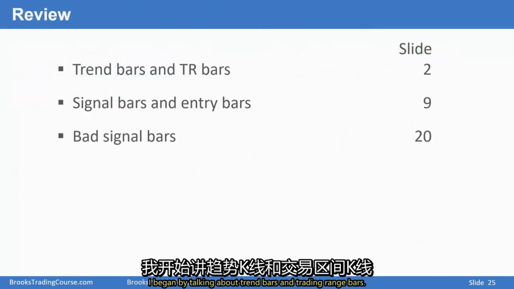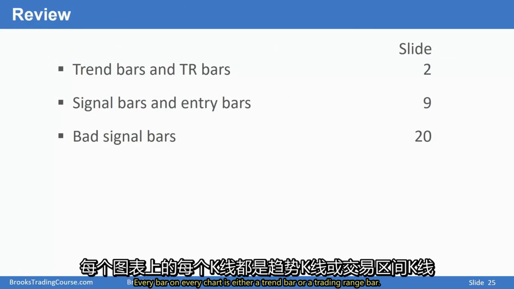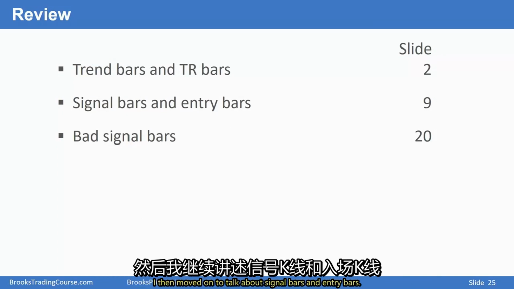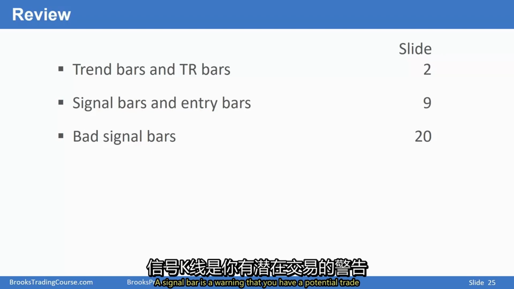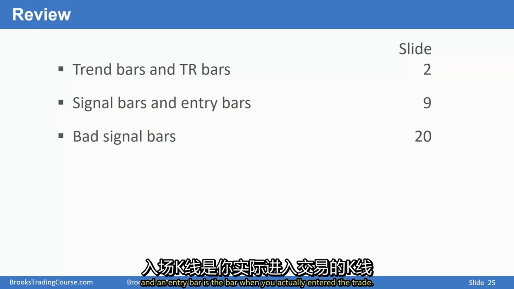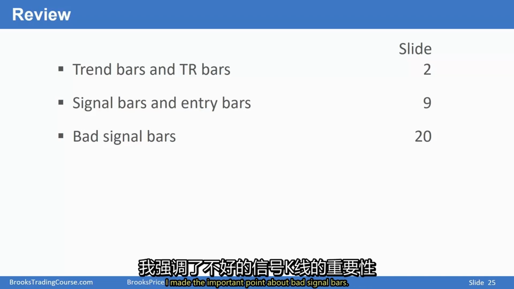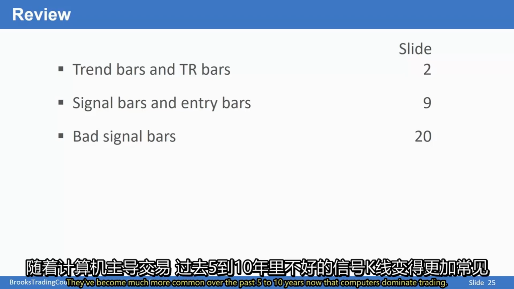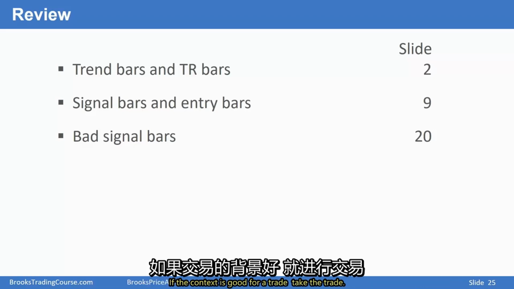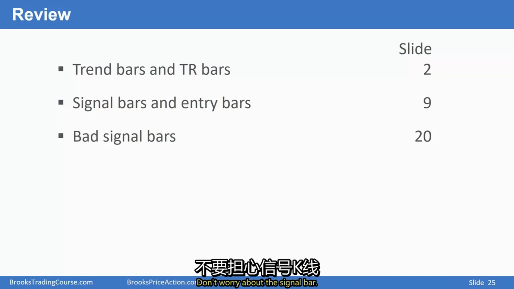I began by talking about trend bars and trading range bars. Every bar on every chart is either a trend bar or a trading range bar. I then moved on to talk about signal bars and entry bars. A signal bar is a warning that you have a potential trade, and an entry bar is the bar when you actually entered the trade. I made the important point about bad signal bars. They've become much more common over the past 5 to 10 years now that computers dominate trading. If the context is good for a trade, take the trade. Don't worry about the signal bar.